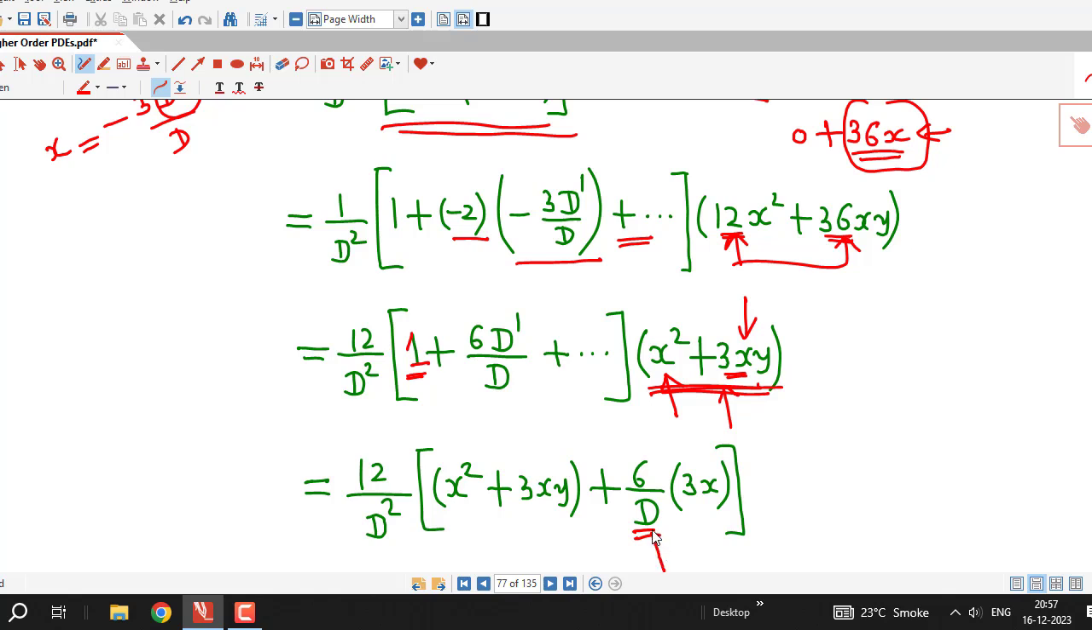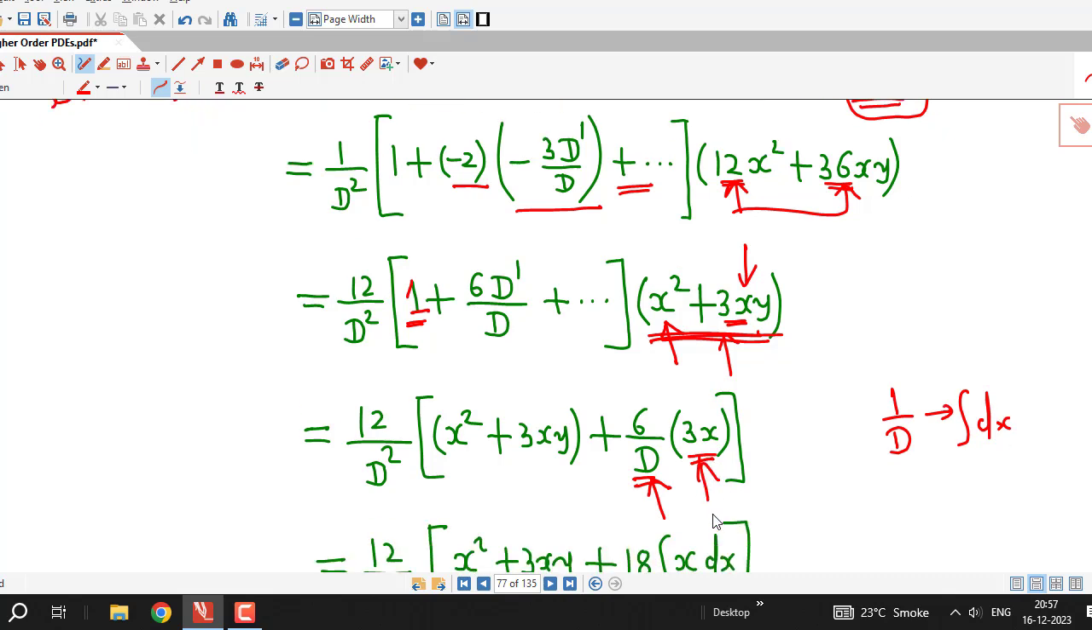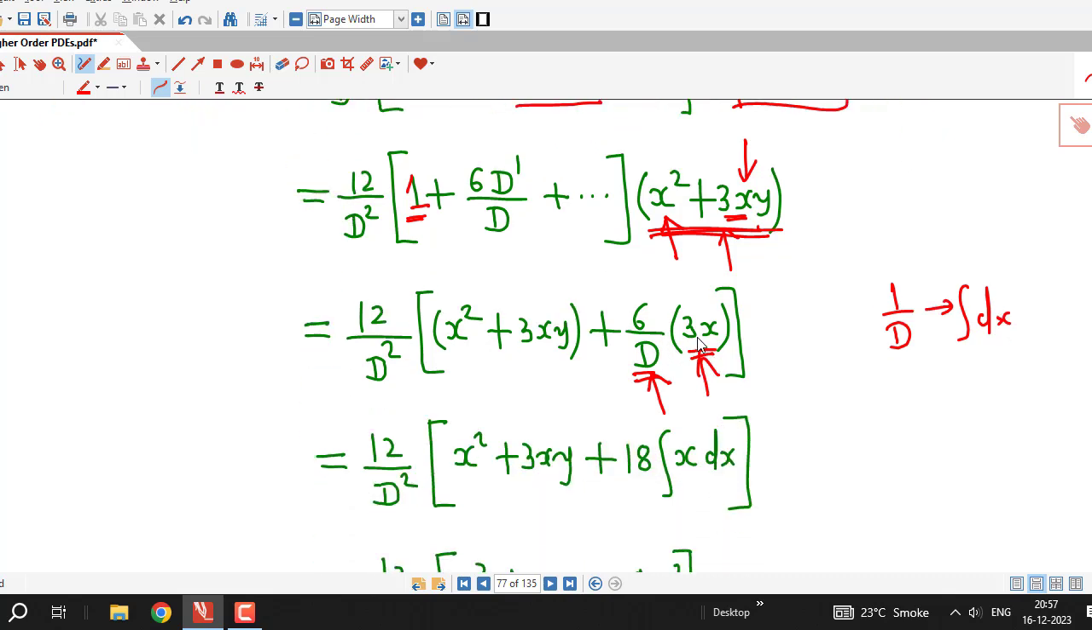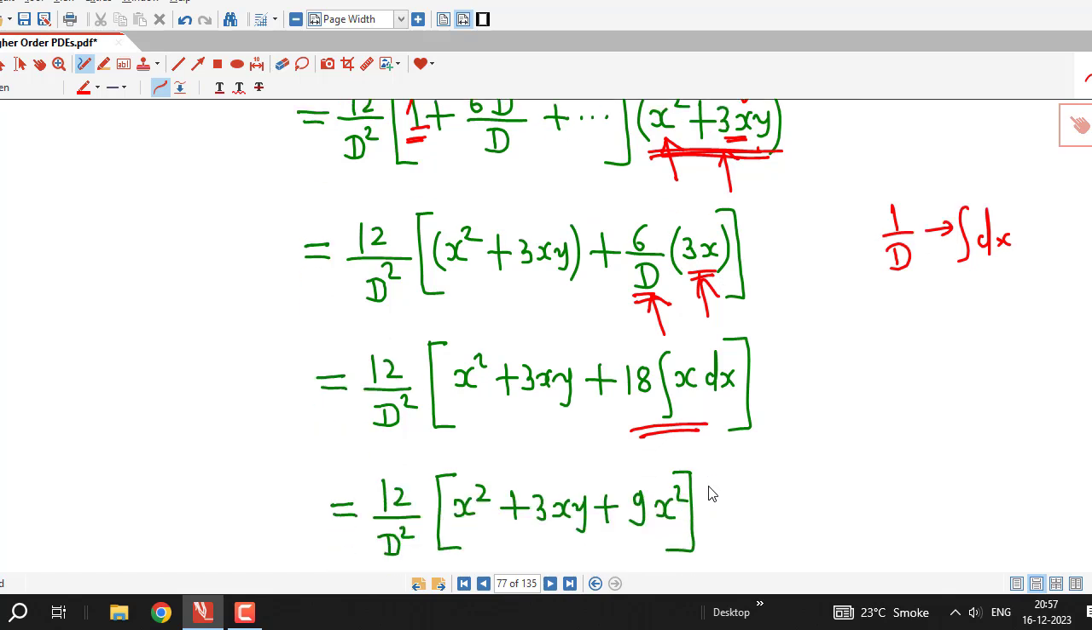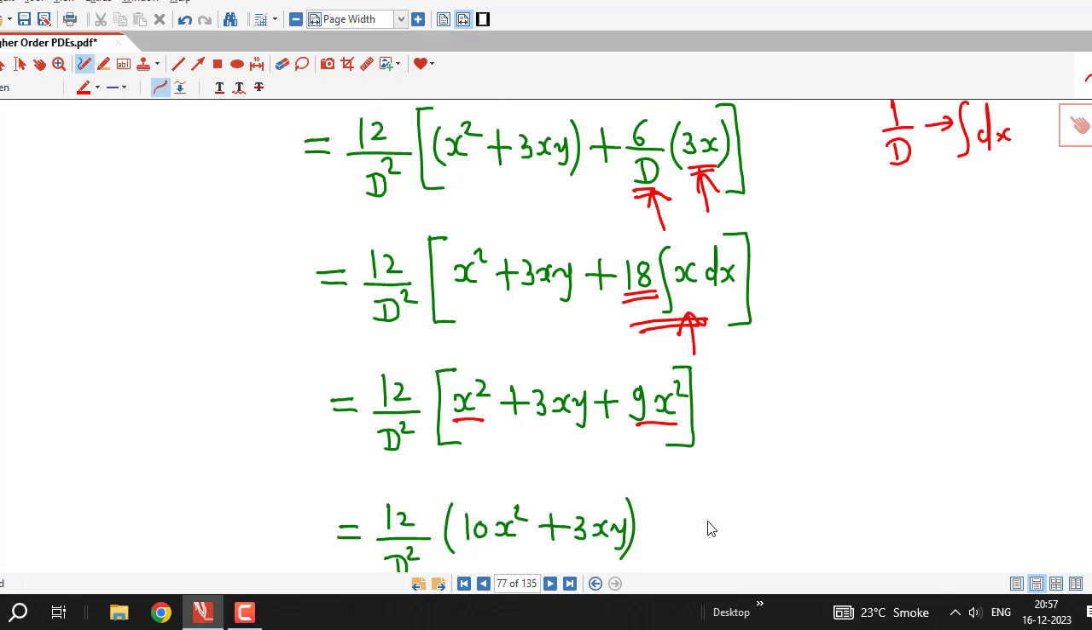Now here d stands for derivative with respect to x, so that 1 over d will be integral with respect to x. In the next step, I have to integrate this 3x with respect to x. And here I have written 6 into 3 into integral of x with respect to x. That is going to be x square by 2, and 2 will get cancelled with this 18, that is 9x square. And this again we can rewrite as 10x square plus 3xy.